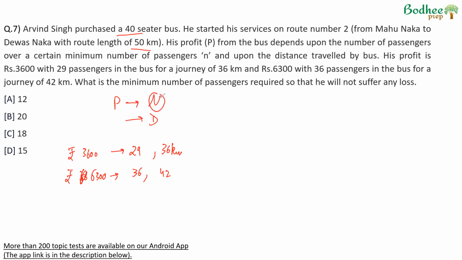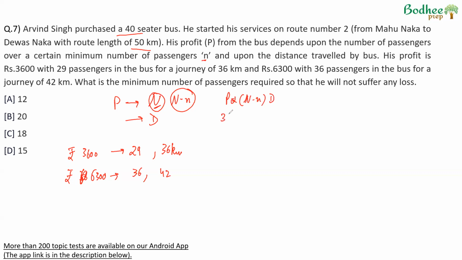Now, when we look at the number of passengers, the profit happens only above a basic number n. So, if total number of passengers is N, the profit will depend on N minus n. Capital N minus small n. Small n is the minimum number of people required. Capital N is the total number of people. And therefore, we can say profit is proportional to capital N minus n into, say, the distance traveled.